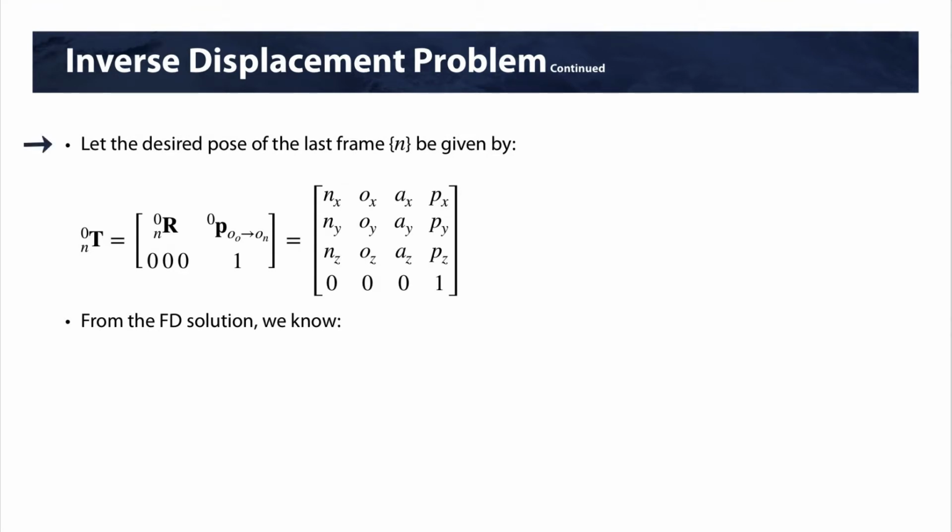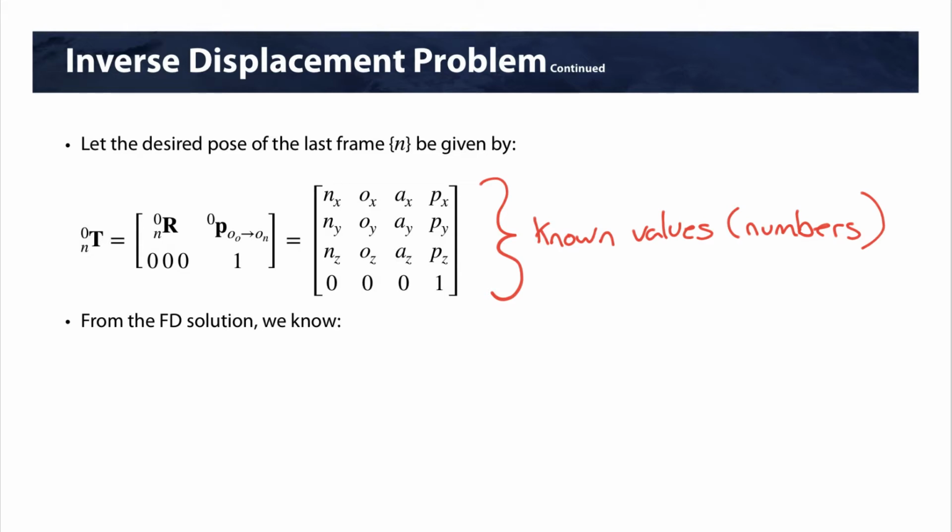So if we let the desired pose of our last frame of our robot, which is frame n, be given by the following. We're going to describe frame n with respect to frame 0. It's going to have an orientation component represented by the rotation matrix, and it's going to have a position vector. We can write this out as this matrix here, and these would be known values, because we're given the pose for this problem. These would be known values, i.e., these are numbers.